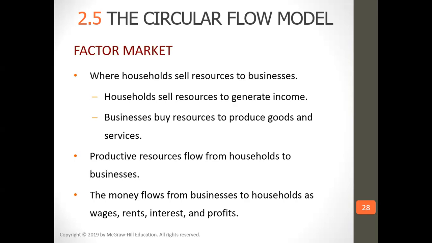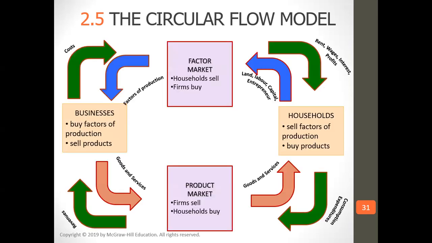So these will be shown in the circular flow model. In this case, households work in the factor market. As entrepreneurs, they work as capital, workers work as labor, and they provide land. And then they get rent, wages, interest, and profits from all those activities.